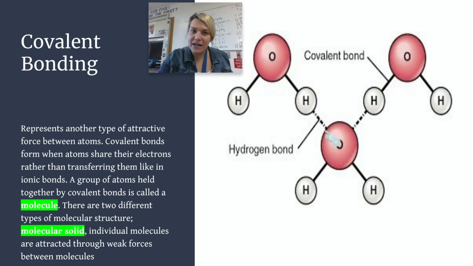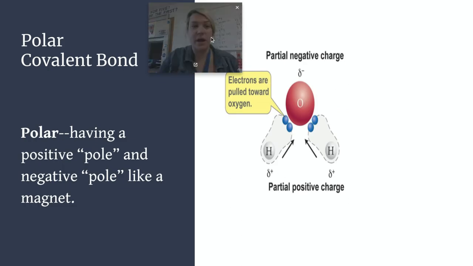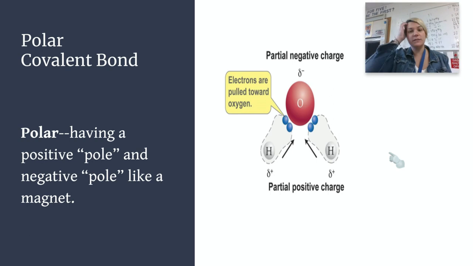You'll notice that this line is dashed though. That indicates that there's not a sharing happening, but just like with our ionic compound, there's an attraction to each other, so they line up like this. The space between them is the force that's holding them together, which is referred to as a hydrogen bond. There are 2 different types of covalent bonds: a polar covalent bond and a non-polar covalent bond. The first one I'm going to talk about is the polar covalent bond. If we look at this image here, again we're talking about water. Oxygen and hydrogen are sharing their electrons.